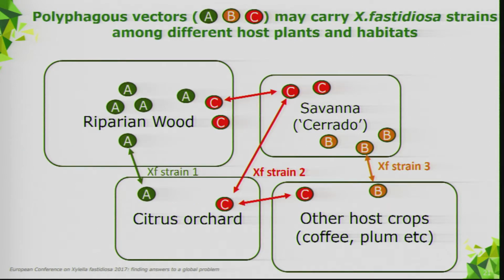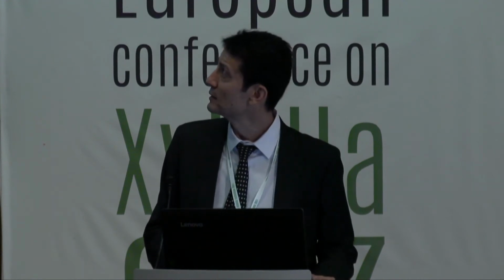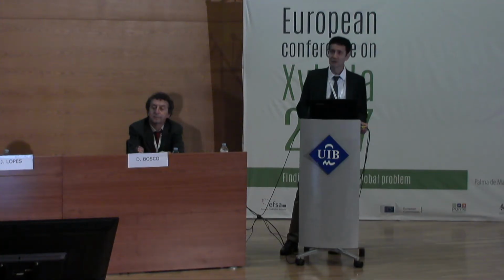A model of how these different host plants and communities of vectors can generate this diversity is in this picture. We have, for example, a vector species A that is very common in the riparian wood, and at some times of the year it goes to the orchard when the plants are favorable for development and may carry a particular strain. You may have a species B that occurs in another natural habitat and goes to the crops and may also carry another strain. And you may even have a highly polyphagous species that can move between the different natural habitats and among different crops and mix everything. So different species can play different roles in these pathosystems.